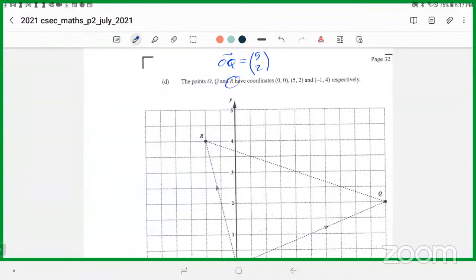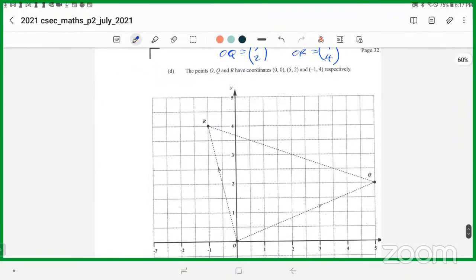And OR, because this point is R, has the same values as this: -1, 4. All right, those are the two vectors for these two points. Let's see what they want us to do.